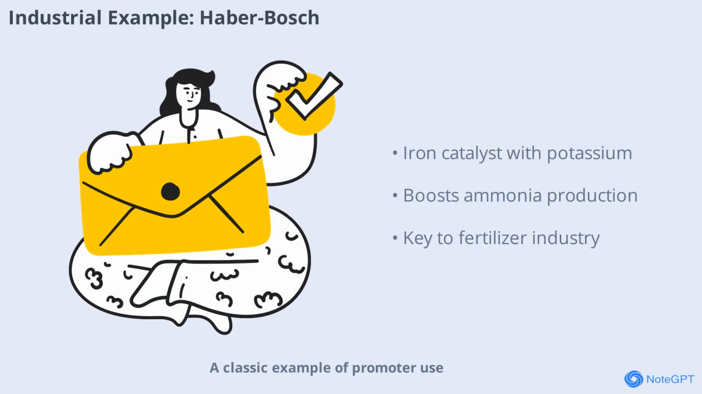A classic example of promoter use is the Haber-Bosch process for ammonia synthesis. In this process, iron serves as the main catalyst, while potassium acts as a promoter. The potassium increases the activity of the iron catalyst, allowing the reaction to proceed more efficiently at lower temperatures and pressures. This innovation has had a huge impact on global agriculture by making fertilizer production more efficient and affordable.